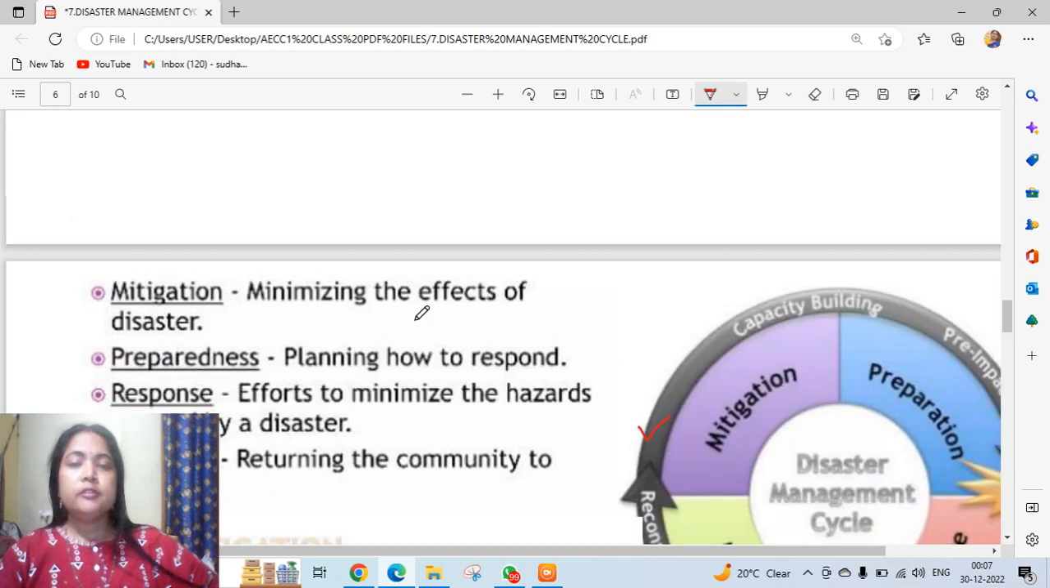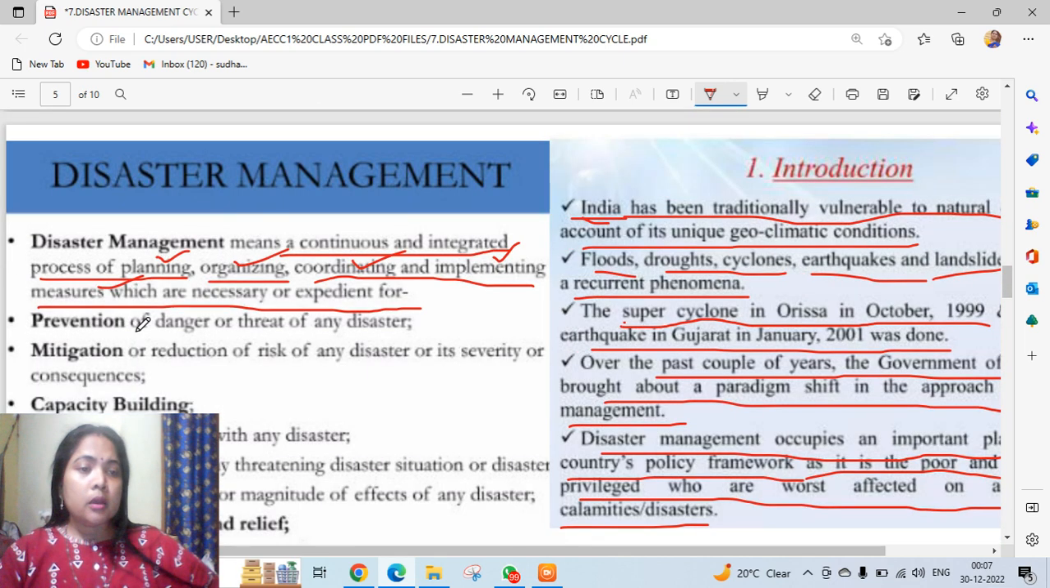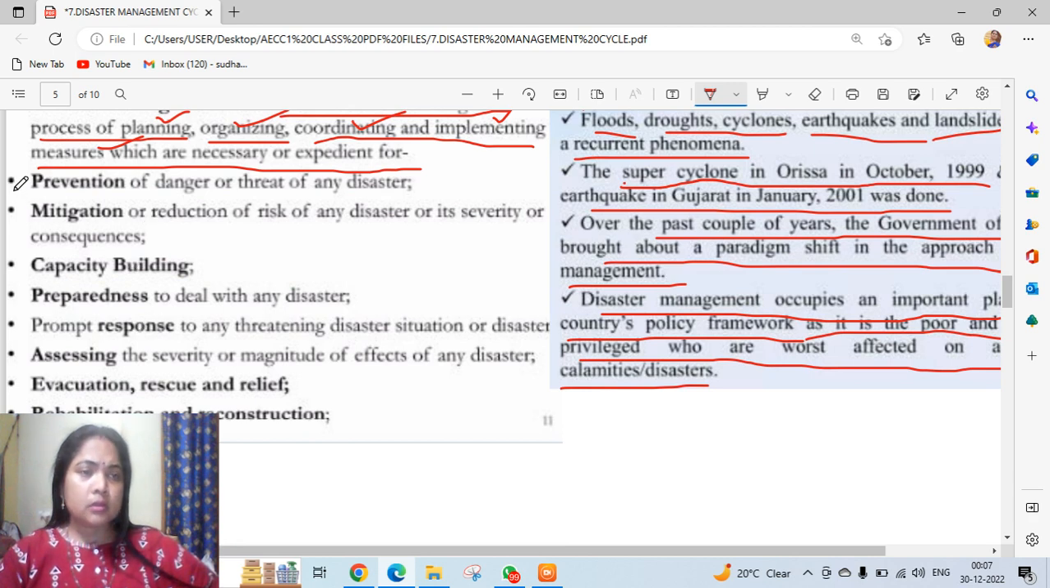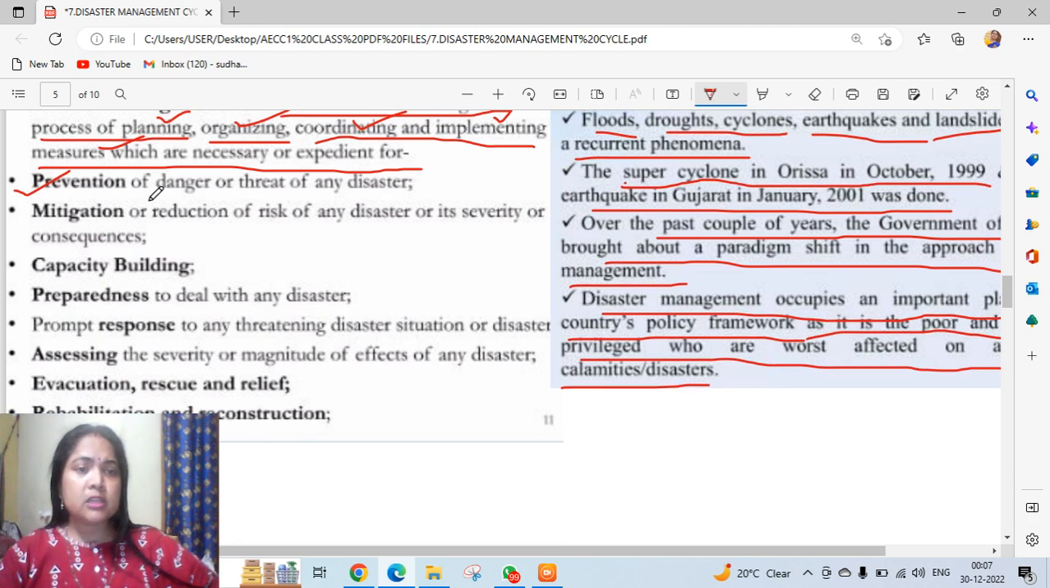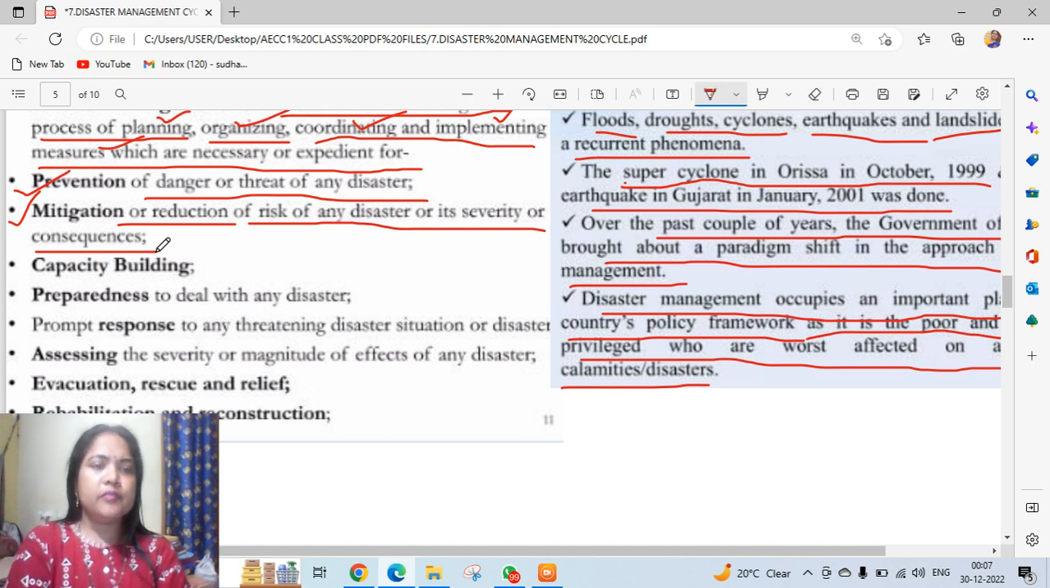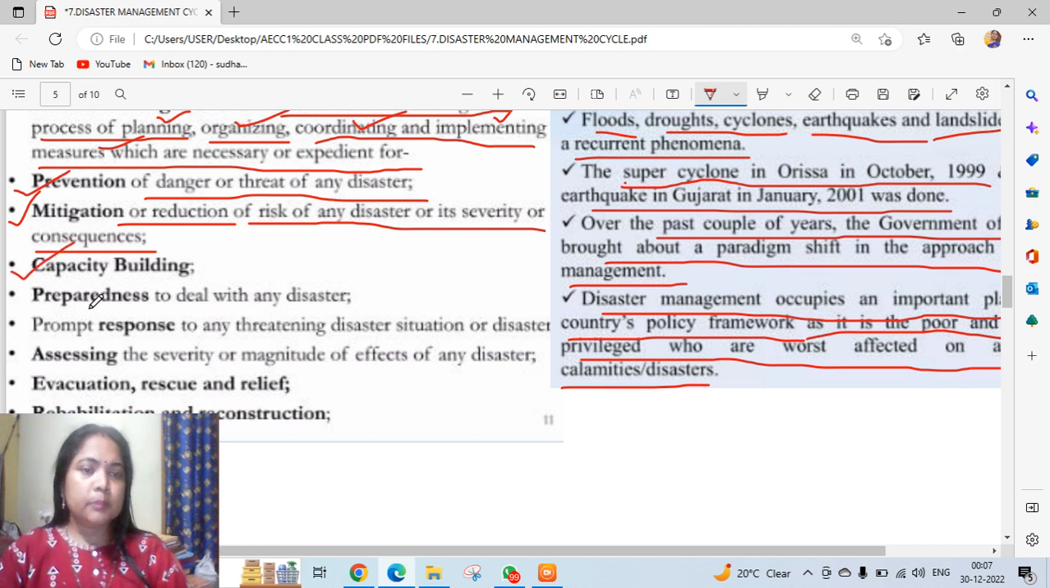Okay, so there are few steps. One is prevention of danger or threat of any disaster. Next one is your mitigation. Mitigation means reduction of risk of any disaster or its severity or consequences. Okay. Then capacity building. Then preparedness to deal with any disaster. Then prompt response, okay, to any threatening disaster situation or disaster.